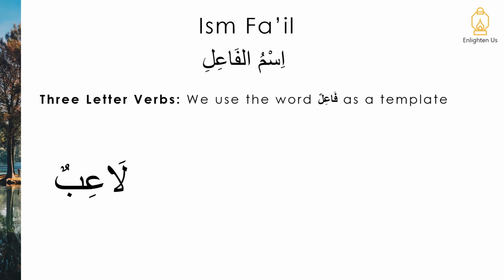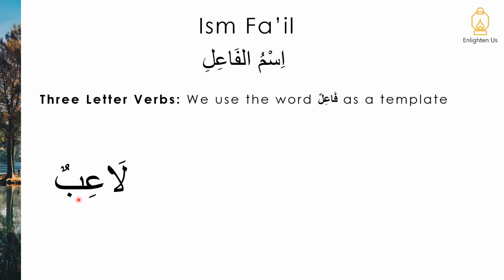So let's have a look at the pattern for 3-letter verbs. In fact, for 3-letter verbs, we use the word fa'il as a template itself to derive our Ism Fa'il, to derive the Arabic equivalent for player. So for instance, rather than saying he played or he plays, you wanted to say he is a player. To derive this, we use fa'il as the template. But this is for 3-letter verbs.